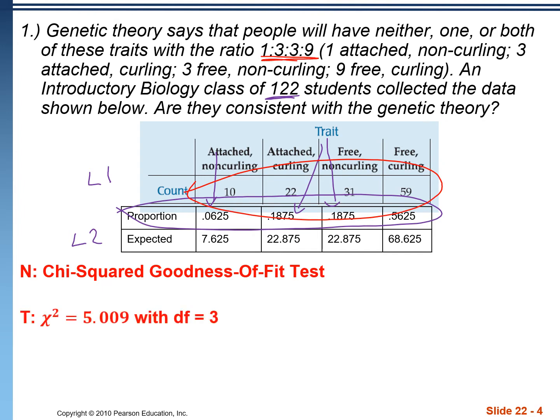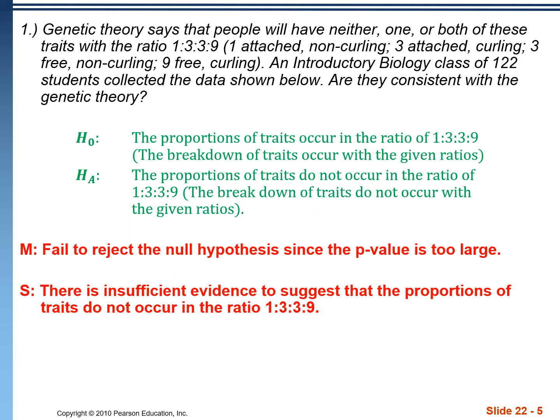Running in our calculator, we get a chi-square test statistic of 5.009. There's 3 degrees of freedom. It's 1 less than the number of categories. It's not based on the sample size. And that equates to a p-value of 0.1711. From that p-value, we write our conclusion. Fail to reject the null hypothesis since the p-value is too large.